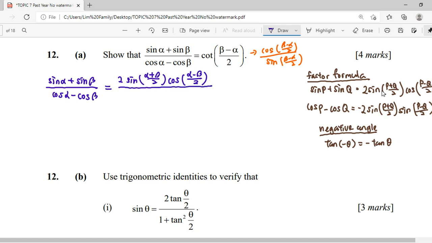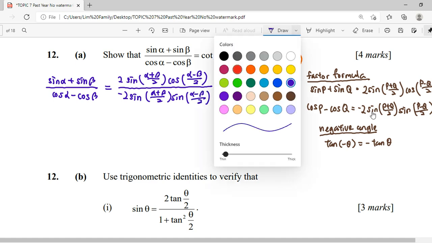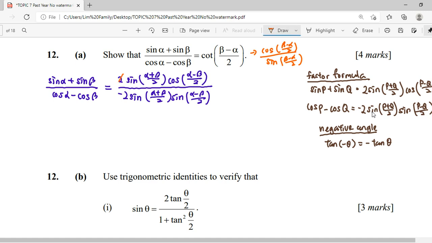Then for the denominator, our cos minus cos, we can use this formula. It will equal negative 2 sine of the angles added together divided by 2, and then sine of alpha minus beta divided by 2. So from here we can see our 2 can be simplified. And you can see our trigo here: sine of alpha plus beta over 2, they are the same, so they can be simplified also.